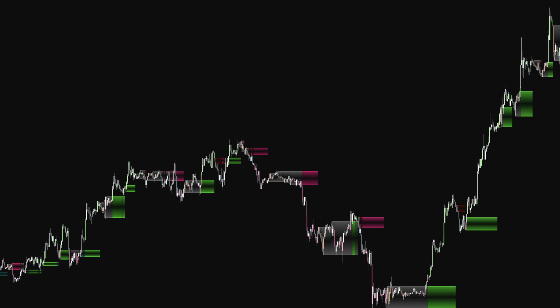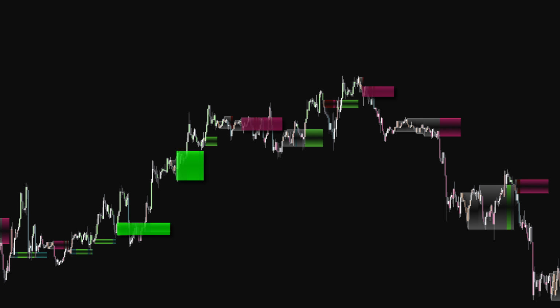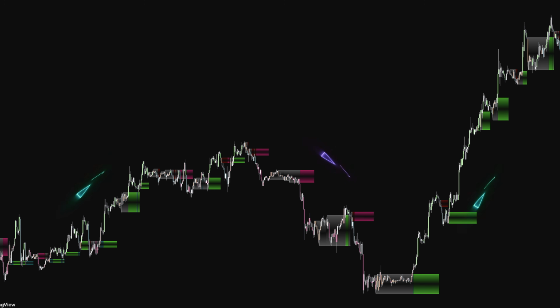Now here's the thing about the oscillator workbench. It's incredibly powerful at identifying momentum shifts and market states, but we need something else to complete the picture. We need a reliable way to identify the overall trend direction.